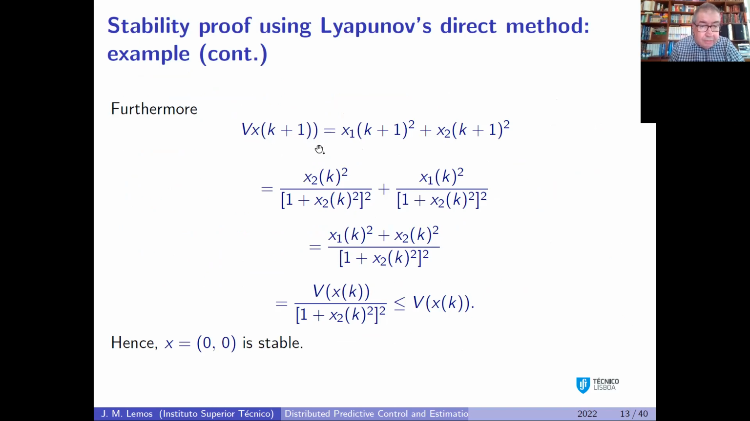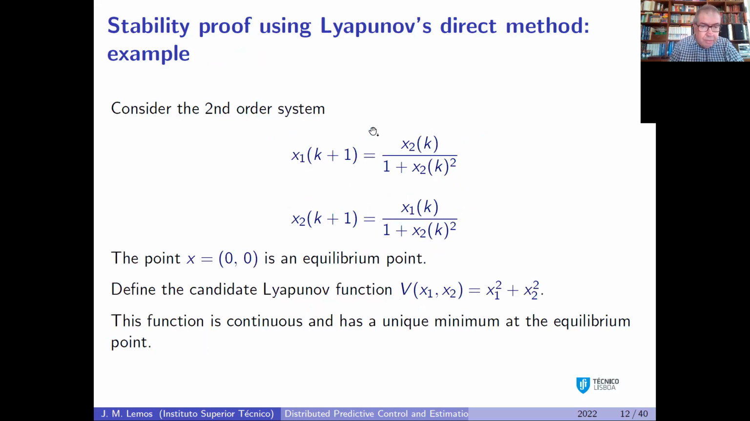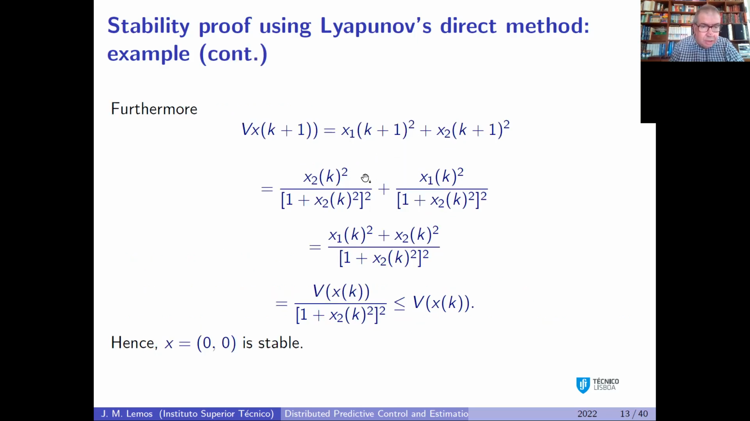Use the definition. The definition, V of x(k), is just x1(k) squared plus x2(k) squared. Now, V of x(k+1) is x1(k+1) squared plus x2(k+1) squared. Now, use the equations that define the trajectories. Use these two equations to express x1(k+1) and x2(k+1) in terms of x1(k) and x2(k). So I use these equations here, nothing more.